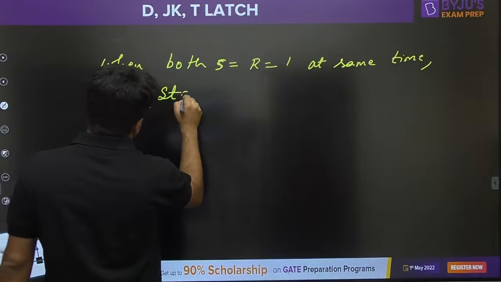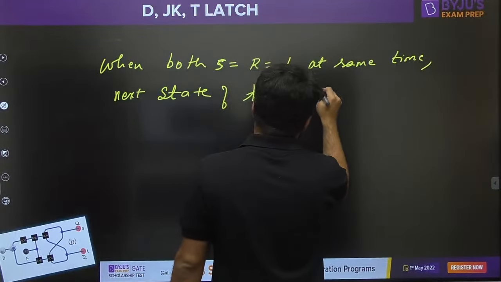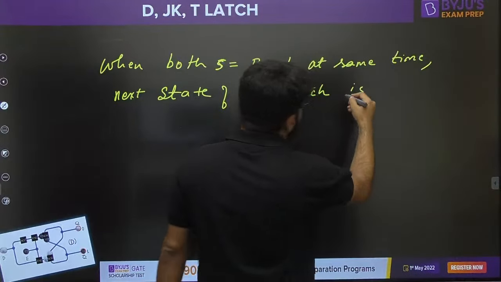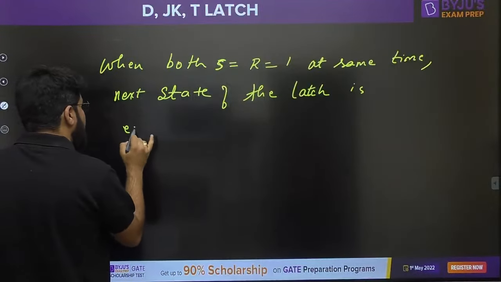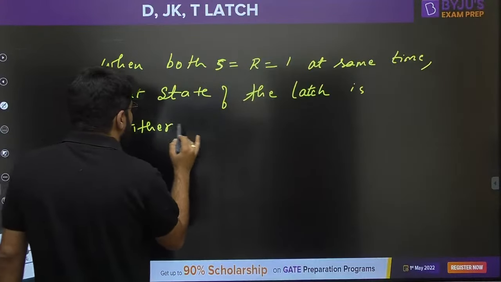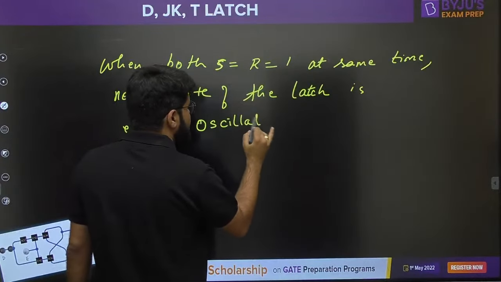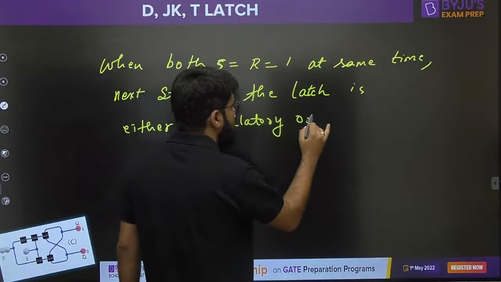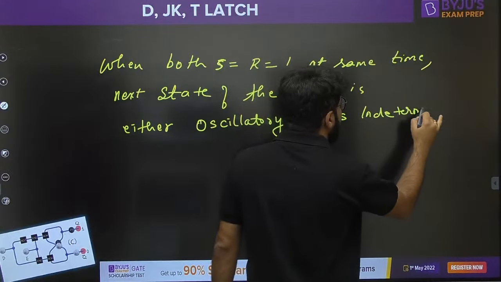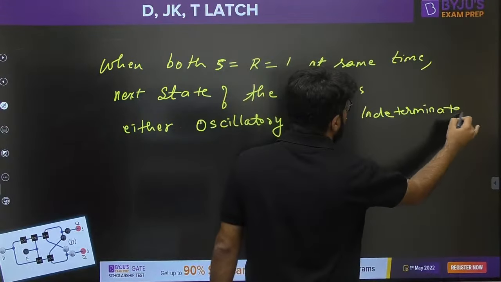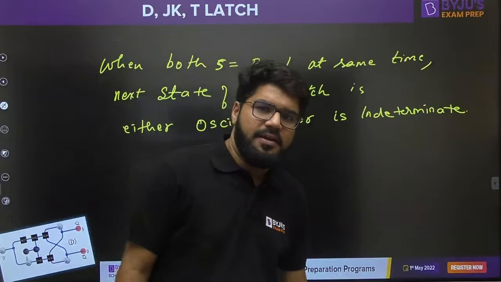the next state of the latch is what? It is either fluctuating, I can call it oscillatory, it just keeps on fluctuating, or it may be indeterminate if we consider unequal delays in the NOR gates. That is the actual problem of invalid state, right?